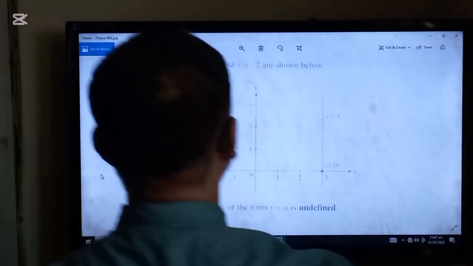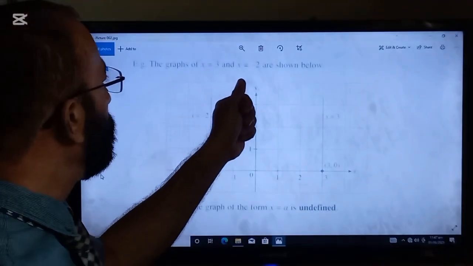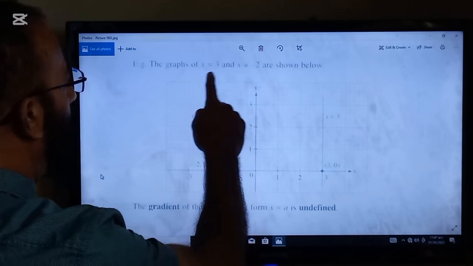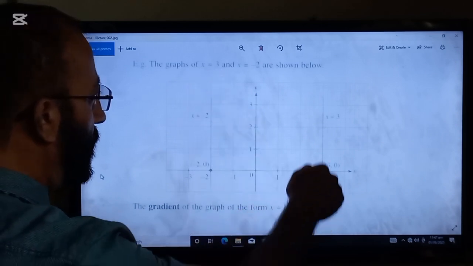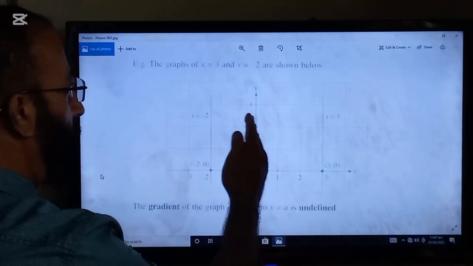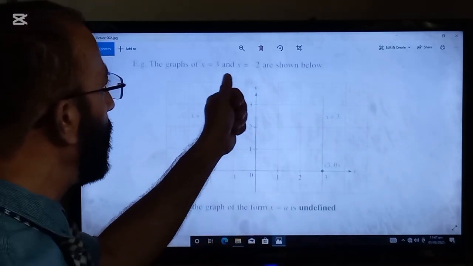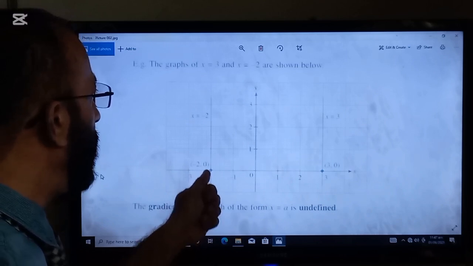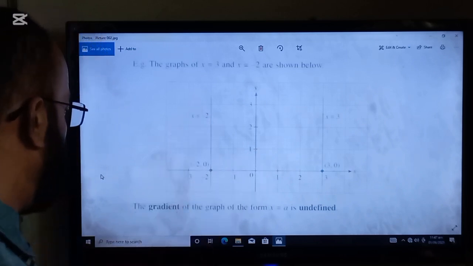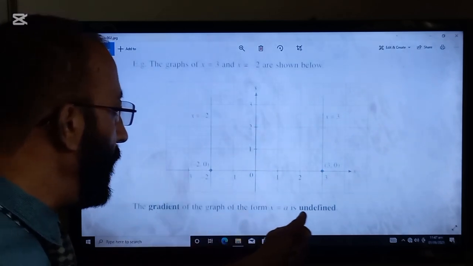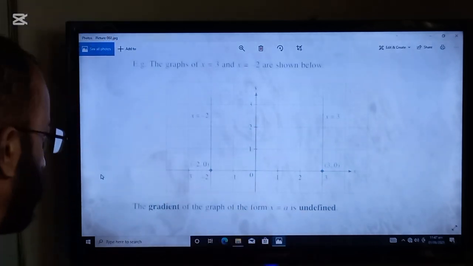The graphs of x = 3 and x = -2 are shown below. So x = 3 is the graph that is passing through the point (3, 0) and will be parallel to the y-axis. Likewise, x = -2 will be the graph that will pass through the point (-2, 0) and parallel to the y-axis. The gradient of these kinds of graphs will be undefined.